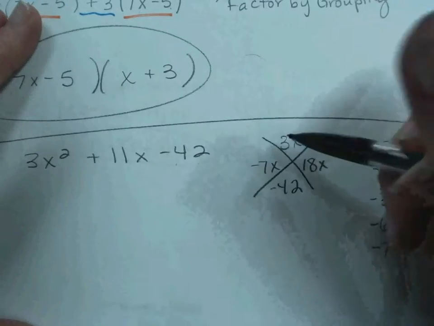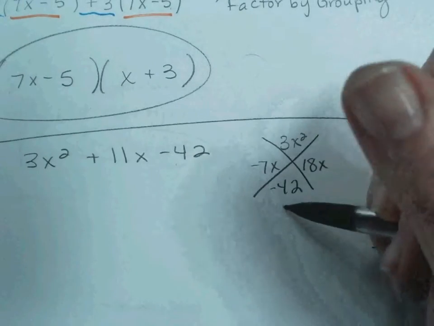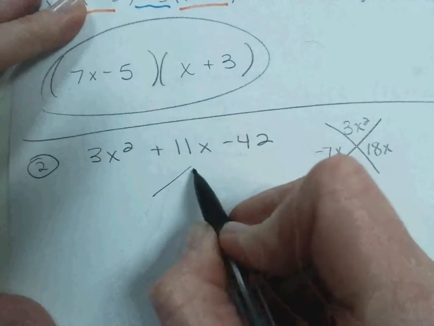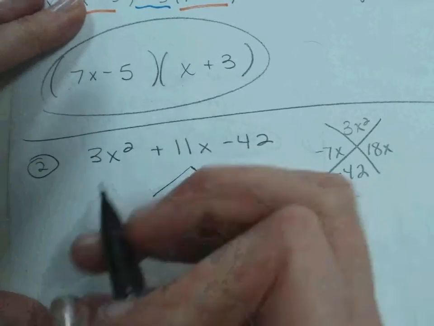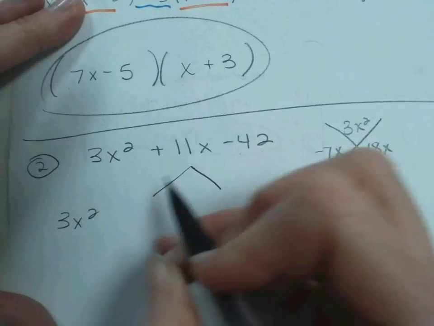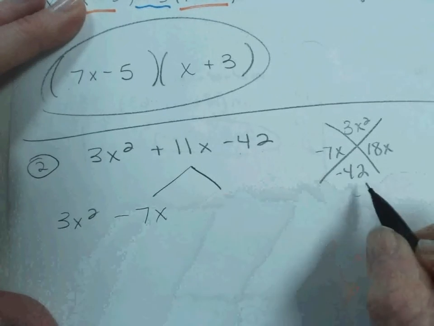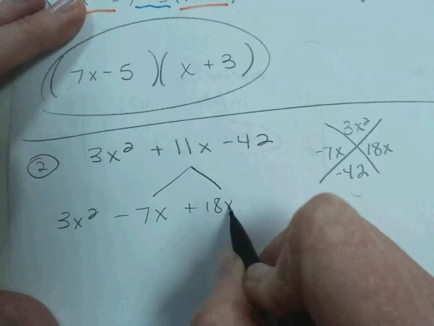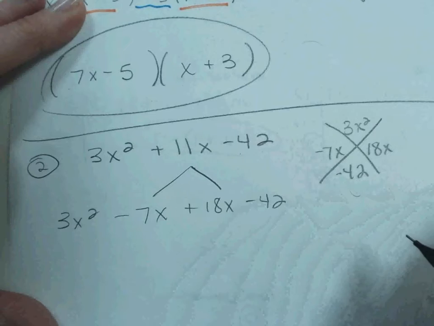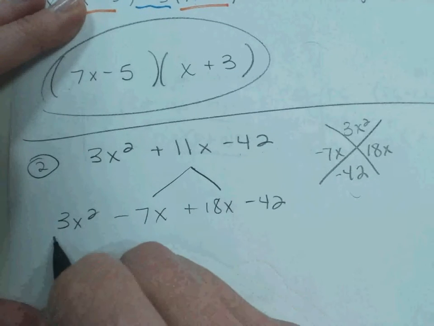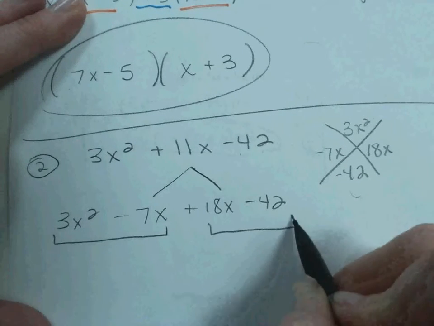So for the top, it has to be the A, and the bottom, it has to be the C. And then we just split it up. 3x squared, the middle is now minus 7x plus 18x. Two groups.